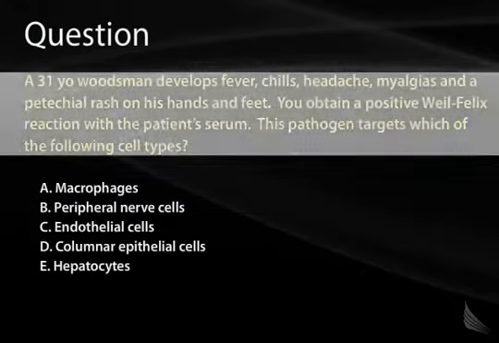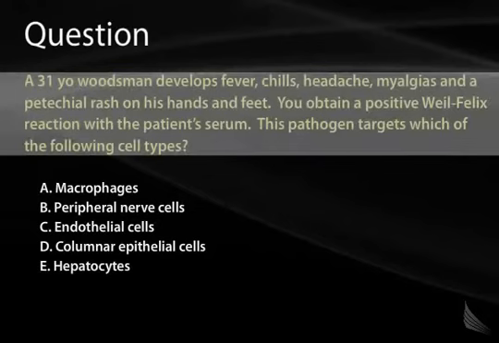Next question. A 31-year-old woodsman develops a fever, chills, headache, myalgias, and a petechial rash on his hands and feet. You obtain a positive Weil-Felix reaction with the patient's serum. This pathogen targets which of the following cell types? Now that we have the question, we have to first identify that this is Rocky Mountain spotted fever. We've got the petechial rash that starts on the hands and feet.